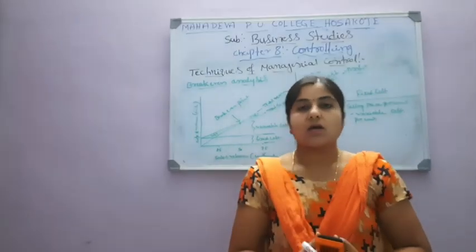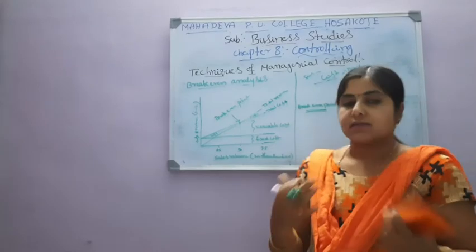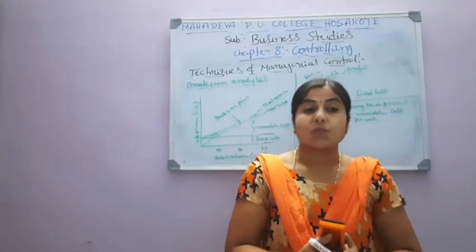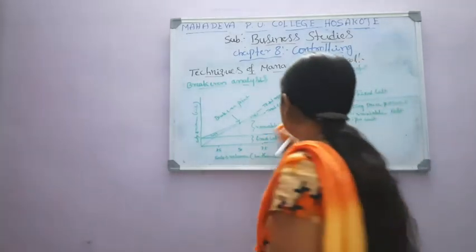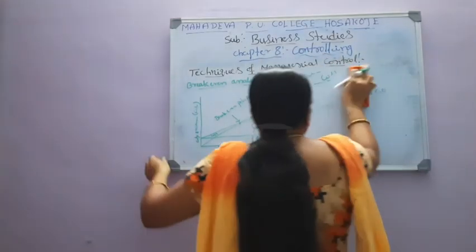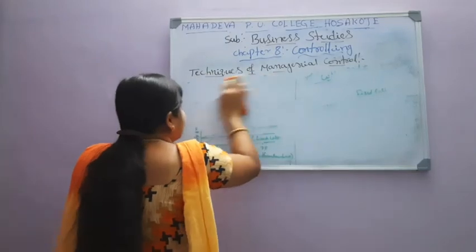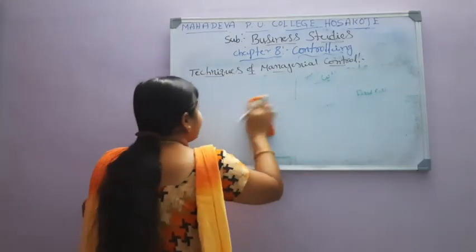Okay, so this is the one factor. The next point of traditional techniques is budgetary control.